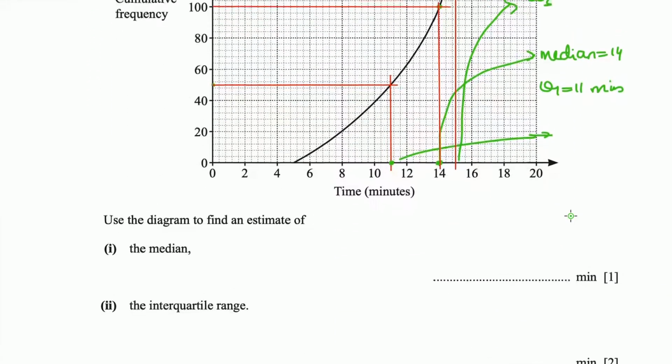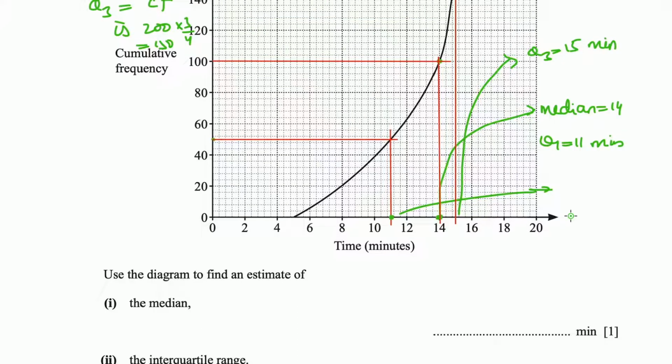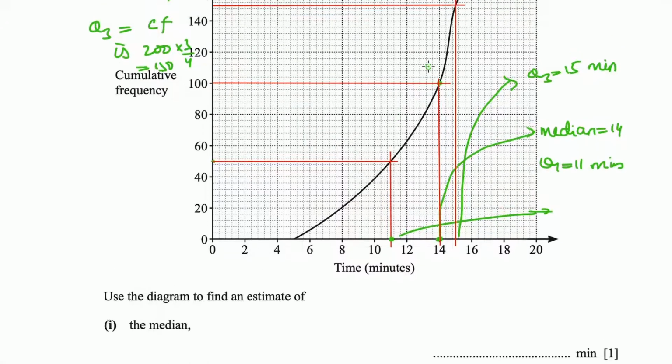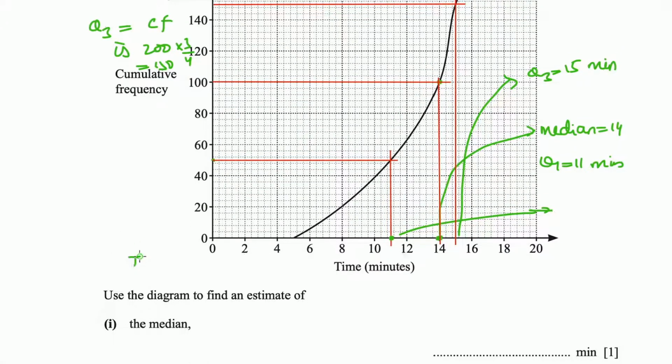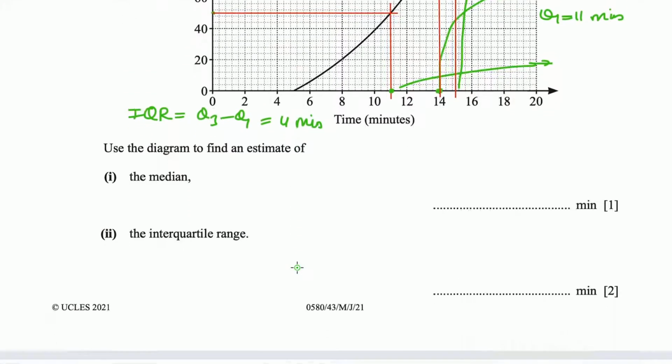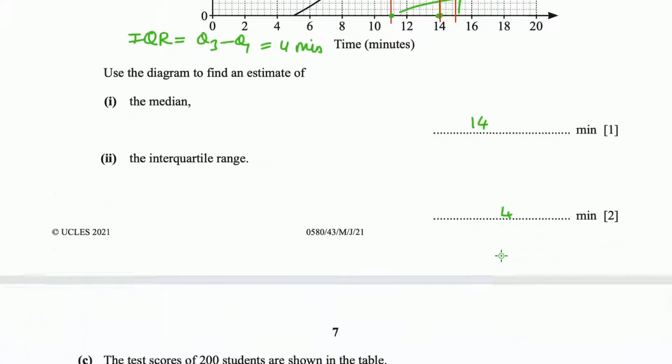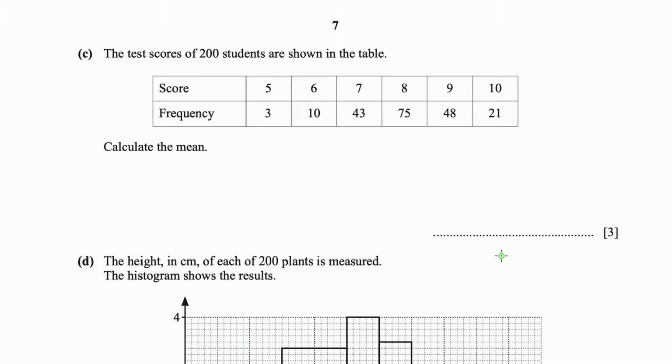So use the diagram to find an estimate of the median. How can you estimate the median? The median is 14, and the interquartile range, so IQR, would be equal to Q3 minus Q1, which is equal to 4 minutes. So the correct answers for both of the cases: the median is 14 minutes and the interquartile range is 4 minutes. So you need to show them on the graph, you need to mark them. Okay, so this completes this part. Let us get to part C.